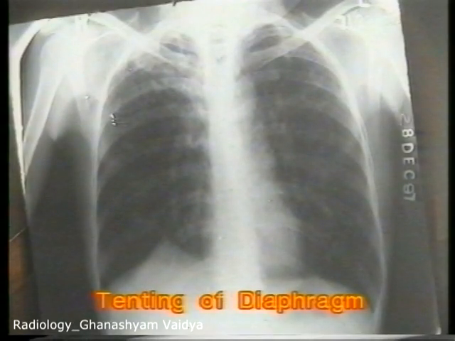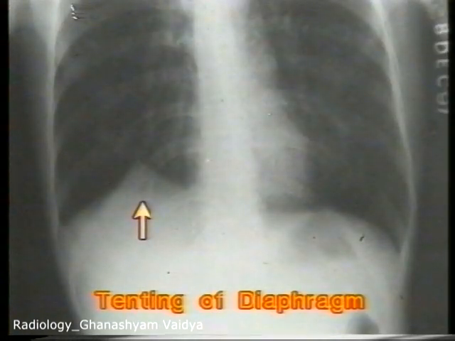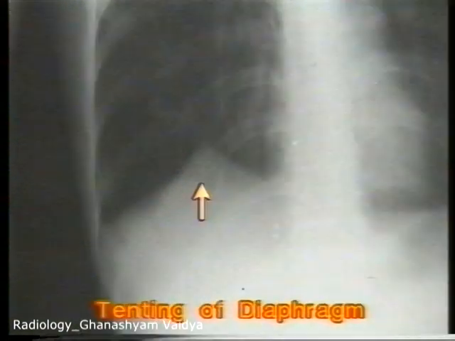When fibrosis occurs close to the diaphragm, it may become tented. If the diaphragm is pulled up at one point, it gets raised with a sharp angle. This is termed as tenting of the diaphragm. Note the typical angulated tent-like appearance.